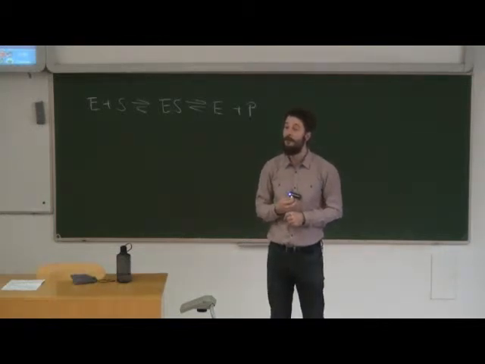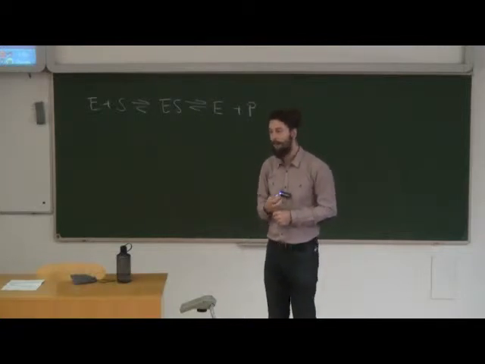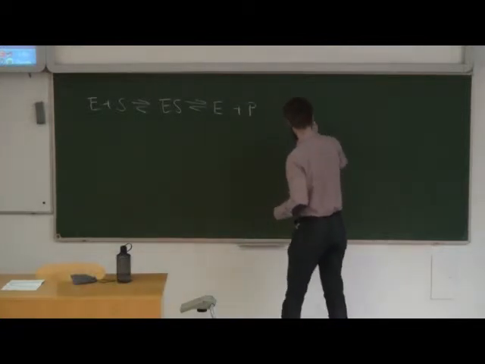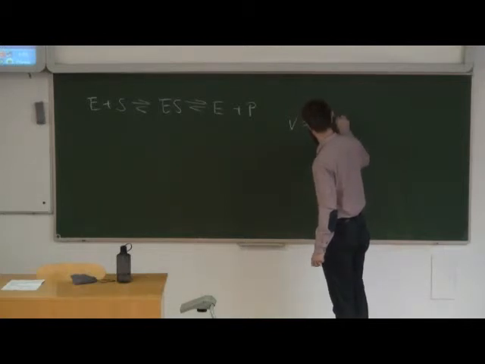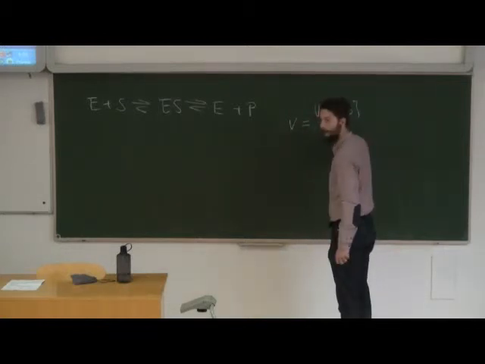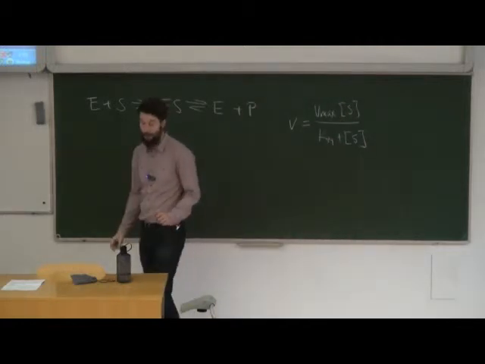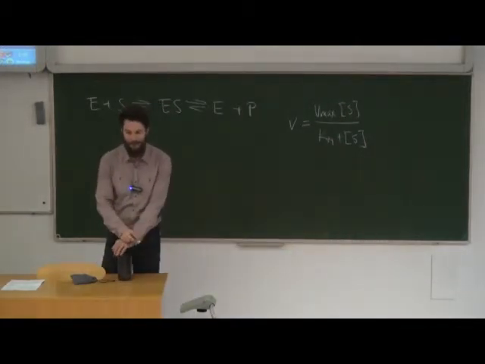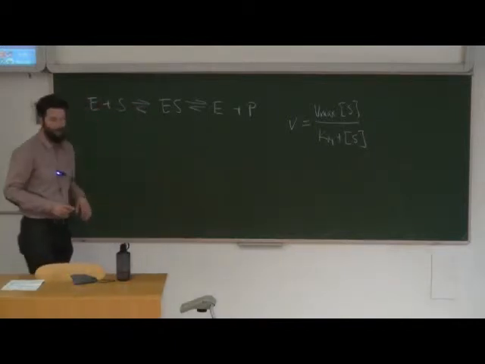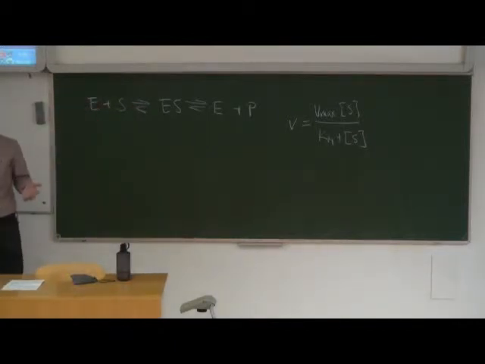The velocity, or the rate, is equal to Vmax times the concentration of substrate over the Km plus substrate. What is Km? K negative 1 plus K2 divided by K1. What are K1 and K2? The rate of transfer between the states in that form. Okay, so those are the rate constants for that.